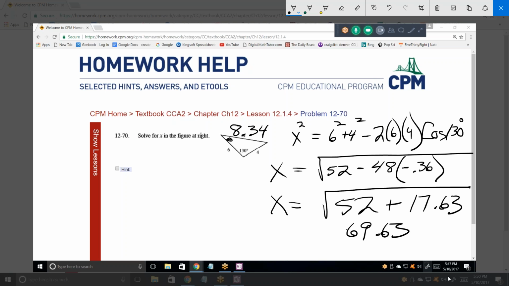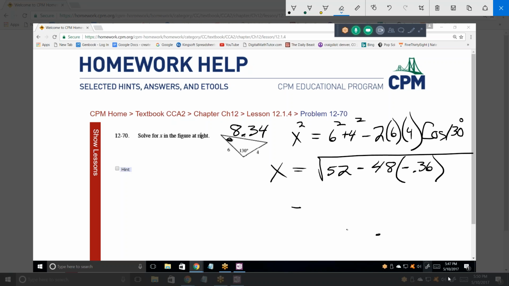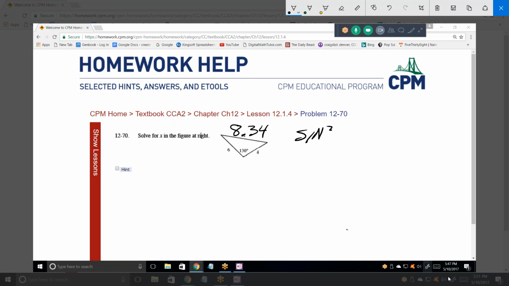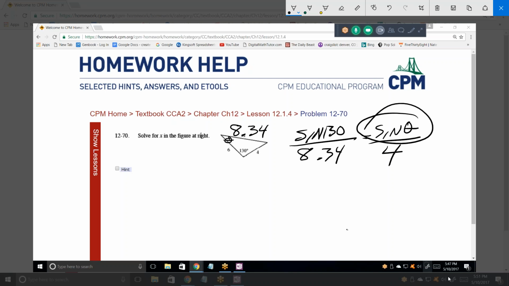Now, if I did have to solve the triangle, what would be the next thing I would do? In other words, once I've solved for x, now what can I use to finish solving the triangle? The law of sines, always. And the reason is that now I have that key relationship where I can say that the sine of 130 divided by 8.34 is going to be the sine of theta divided by 4. There's only one variable in that, right there. So we can solve for theta. Once we solve for theta, we can solve for this angle by just subtracting the other two from 180.